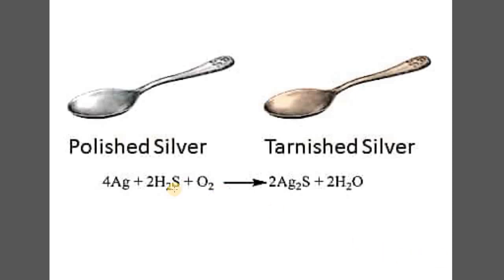In this case, silver is undergoing a reaction with hydrogen sulfide, which is part of our atmospheric gas, and oxygen, and it is getting formed into silver sulfide, which is black or blackish gray in color, and along with that there is a formation of water which goes into the atmosphere.